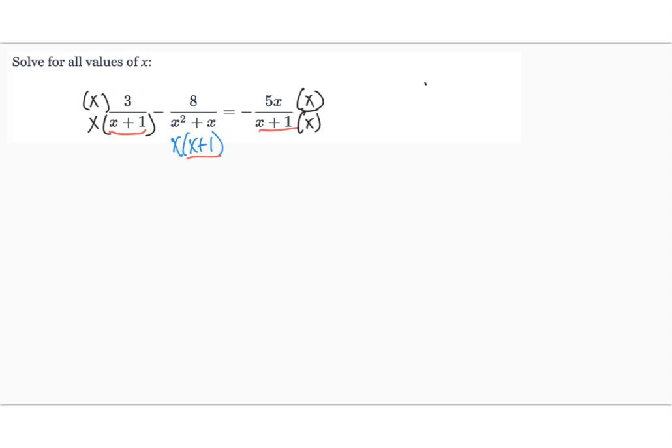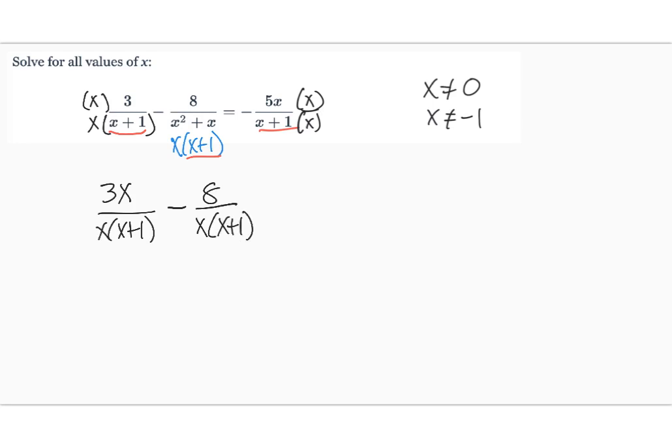Okay, while I'm here, I'm also going to write x cannot be 0 and x cannot be negative 1. We always need those excluded values. All right, so we've got 3x over x times x plus 1. We've got an 8 over x times x plus 1. We'll do that separately. And then I've got 5x squared over x times x plus 1.